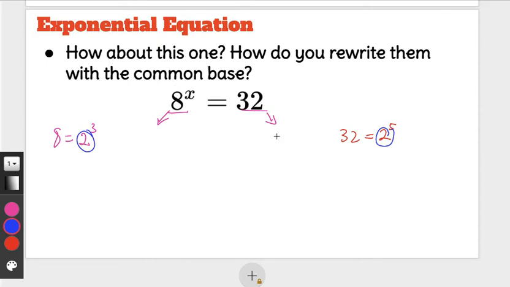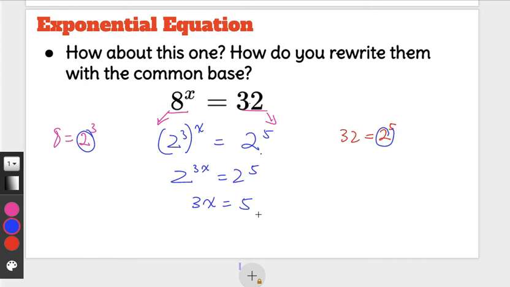So I'm going to change both sides. So 8, I'm going to replace with 2 to the third power, to the x. 32, I'm going to change to 2 to the fifth. Now, do we have the same base? Yes, we do. So 2 to the 3x equals 2 to the 5, then 3x equals 5, right? Same base, same exponent. So I just solve the equation like a regular one. Then x is 5 over 3.